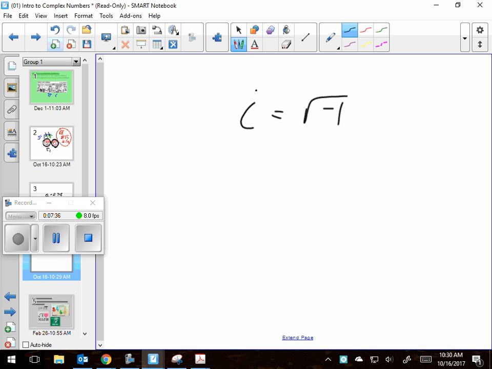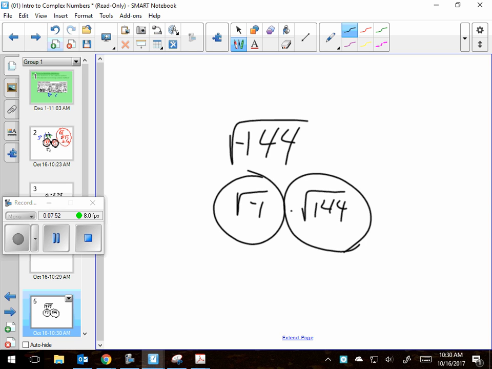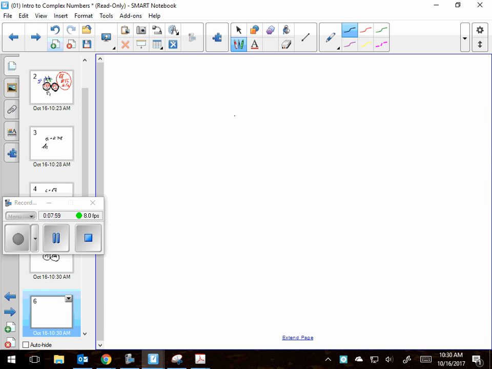Okay, so now, how does that come into play? Here is a typical question, and it's as easy as you think. What's the answer? 12. What's the answer now? 12i. Why? Because I can break this into square root of -1 times square root of 144, and I know that one's 12, and I know that one's i, so it's 12i. Make sense?